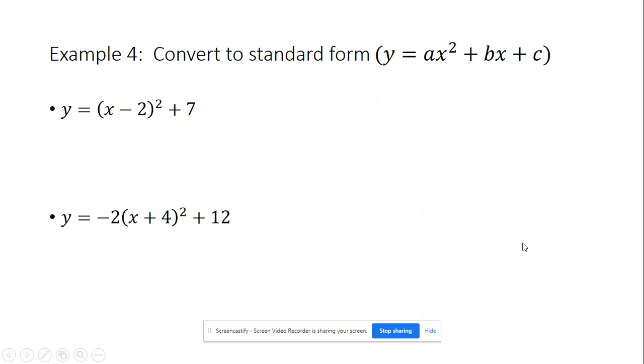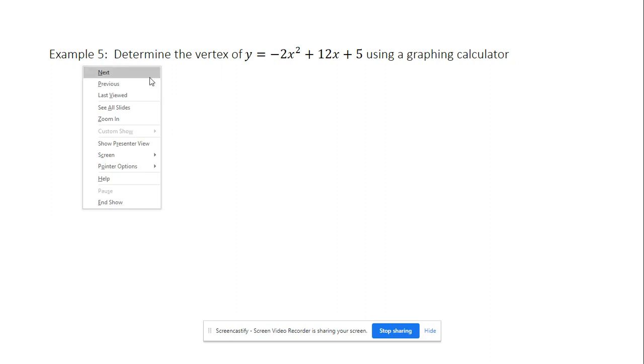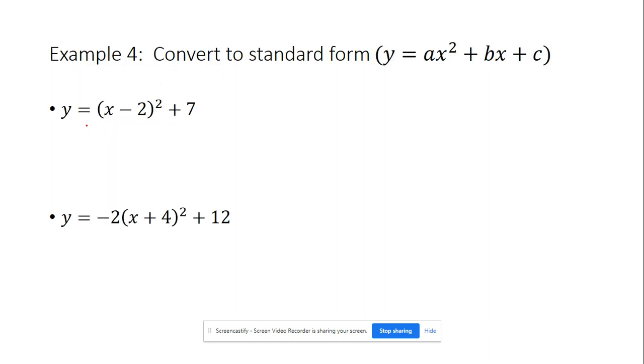All right, okay. So example 4 says convert to standard form. If I have y equals (x minus 2) squared plus 7, I want to convert this into standard form. Now, like we practiced in the previous example, we want to expand or distribute this term over here. So y equals (x minus 2)(x minus 2). Now this plus 7 is not part of this multiplication, so we're going to multiply these two together and then add this 7 afterwards.